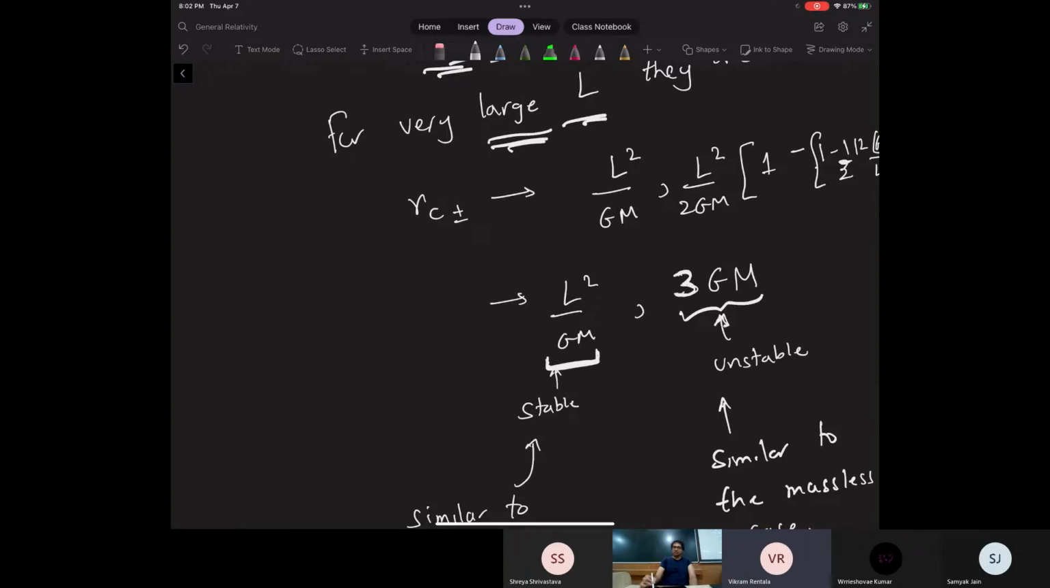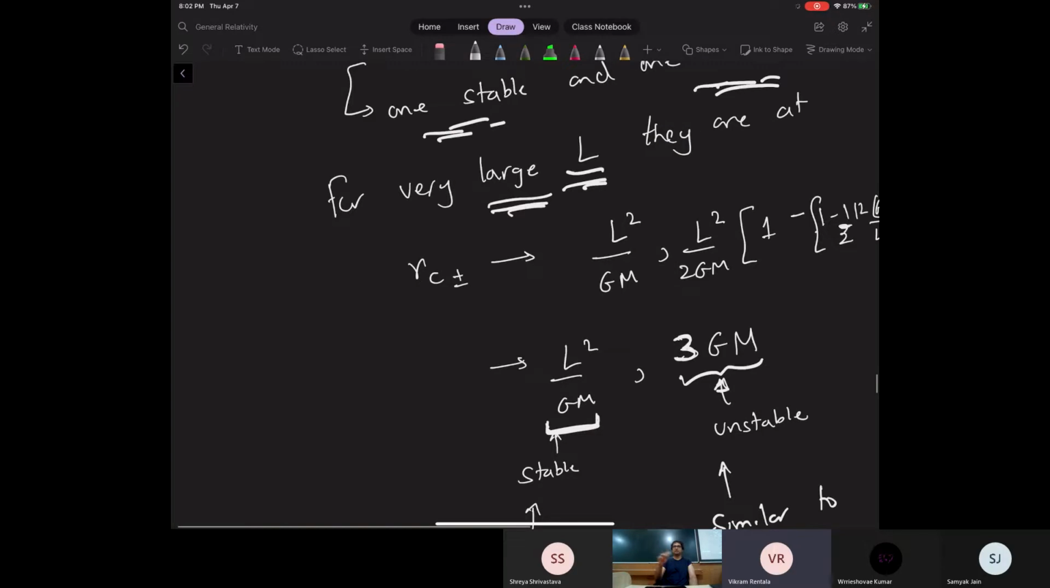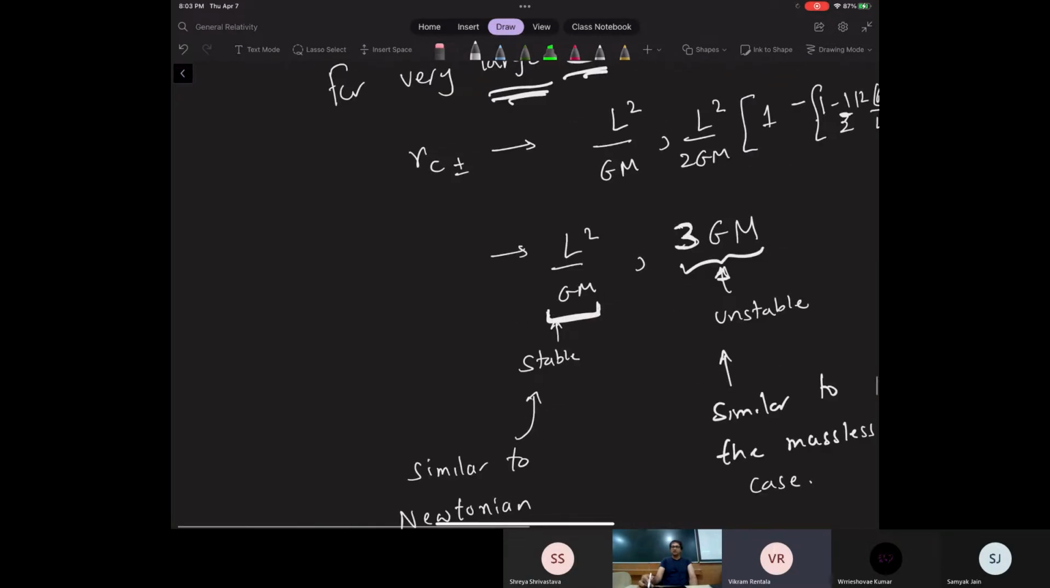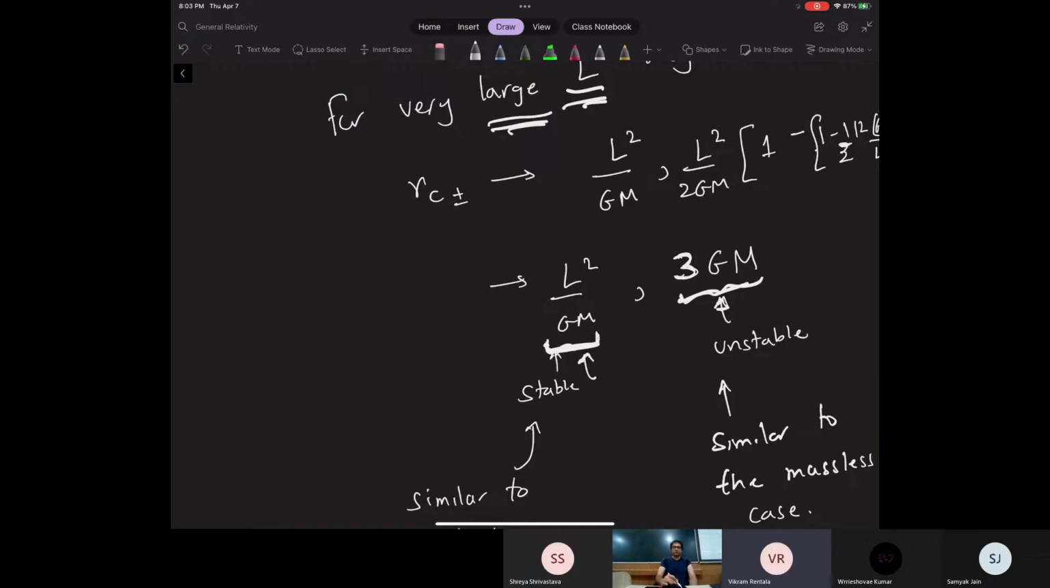So if I'm at very large angular momentum for the massive particles, the unstable orbit is exactly at the location where the photons would orbit. Photons would be in their unstable orbit. On the other hand, the stable orbit is exactly where it would be for the Newtonian gravitational potential. For the Newtonian gravitational potential, we found a stable orbit at L square by GM. That's also something that you expect. At large L, you're at large distances, and at large distances you're basically just dominated by the Newtonian gravitational potential. So the circular orbit or the potential should look exactly like the Newtonian gravitational potential.